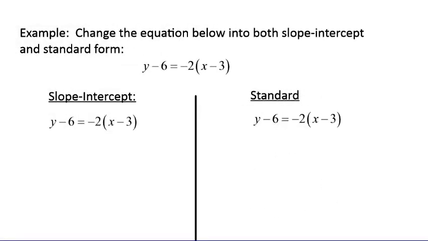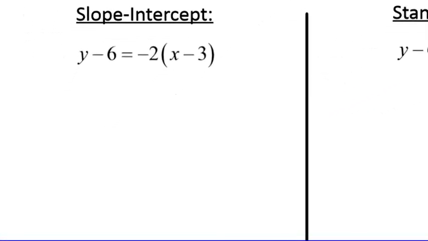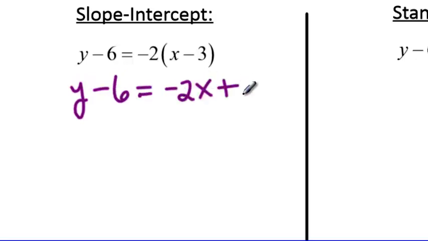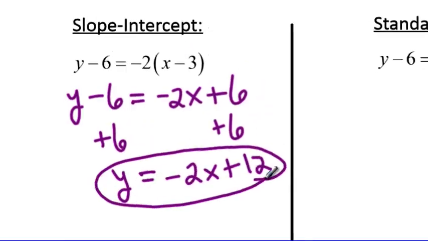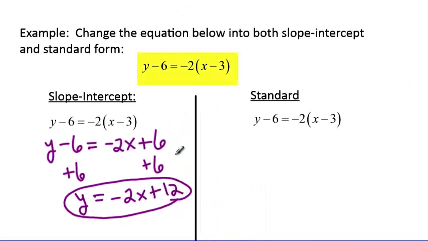So let's look at an example here. We're going to change this equation from this form, and we're going to change it into slope-intercept and into standard. So to change that into slope-intercept form first, what I want to do is expand this stuff on the right. So I get y minus 6 equals -2x plus 6 if I distribute the -2. And then I'm going to add 6 to both sides, and I get y equals -2x plus 12. So this is slope-intercept form. It's the same line as this one.